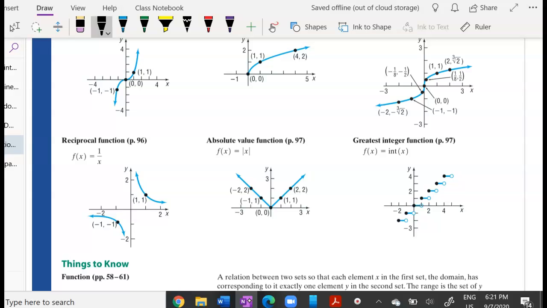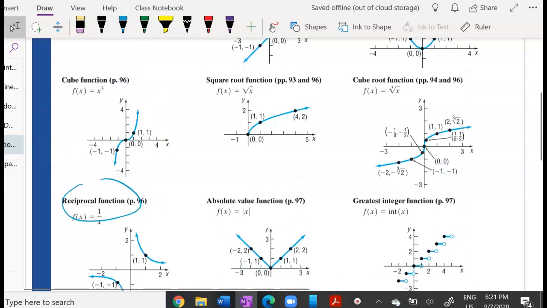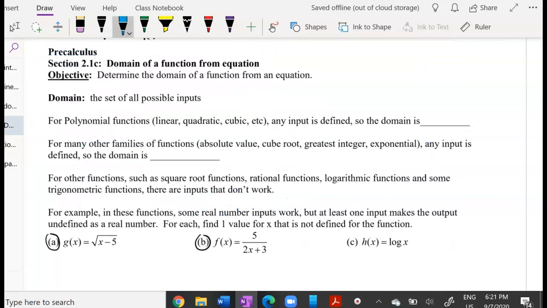But the two that we're focusing on right now are the reciprocal function and the square root function. Those are the ones that I had you graph for the warm-up. For all these other functions though, the domain is simple. It's everything, all real numbers. That's supposed to be in R, all real numbers.